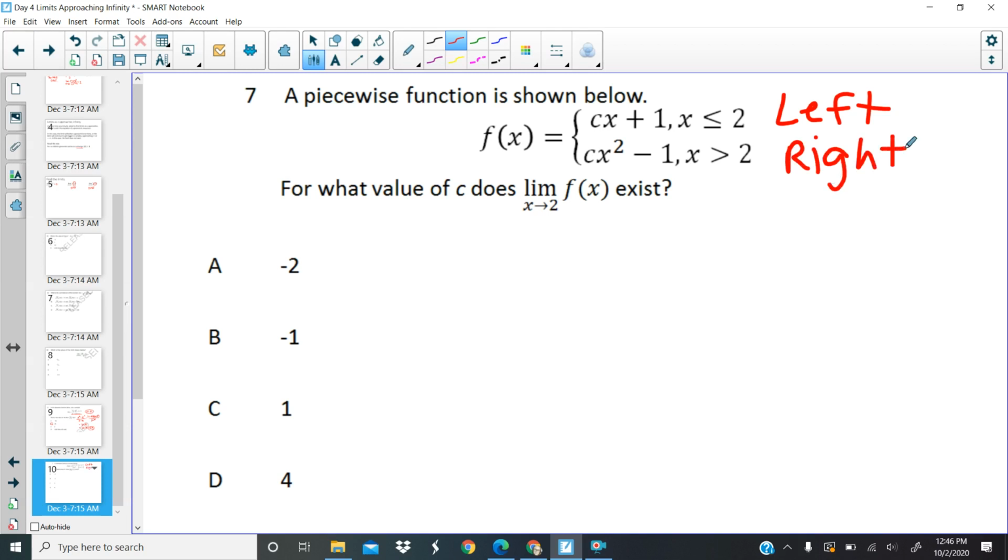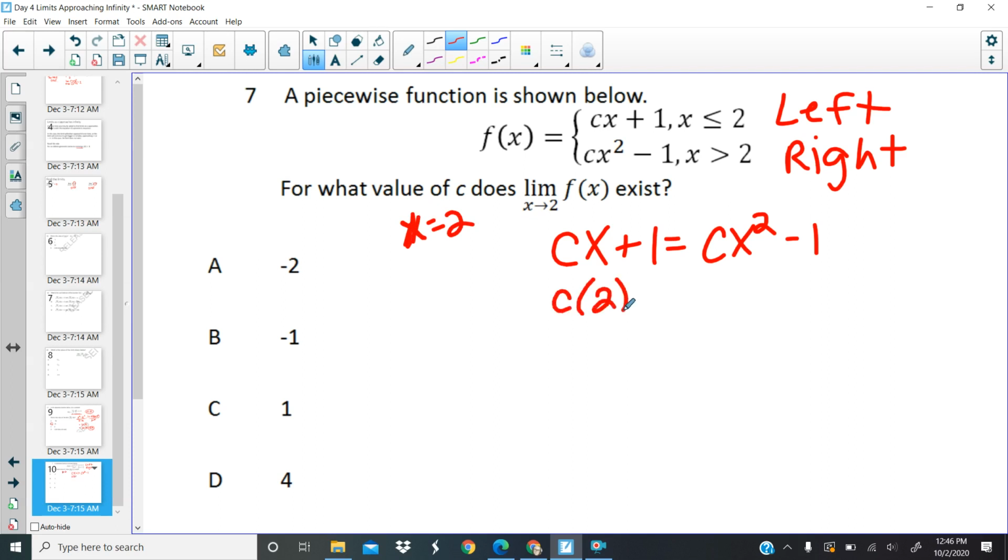So that means we need these two equations to equal each other because we want them to be the same number. So we would have cx plus 1, and we want that to equal cx squared minus 1. That's going to be for the value of 2 when x equals 2. That's when we want them to equal each other. So what we're going to do next is plug in a 2 for x and see where that gets us. We would have c times 2 plus 1 equals c times 2 squared minus 1.